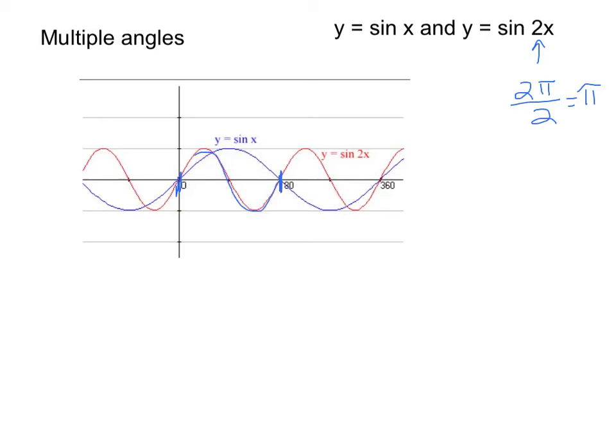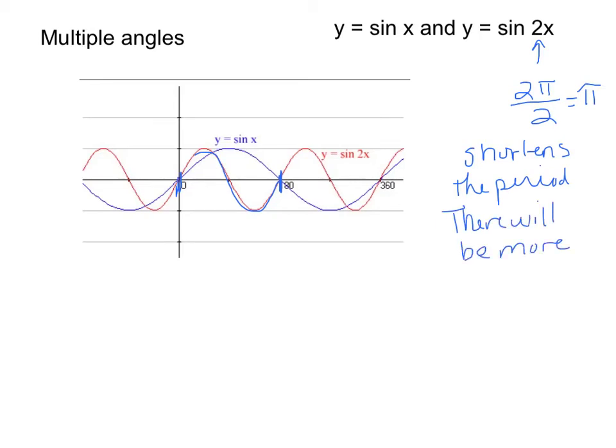All right. Now, what this means for us when we're trying to find the angle x is that this 2 actually shortens the period. And what this means is that there will be more angles between 0 and 2 pi.